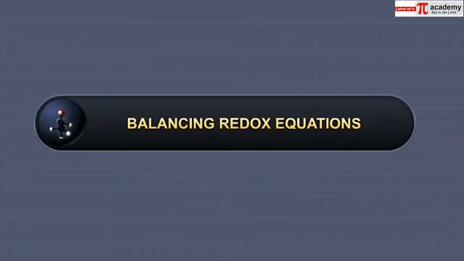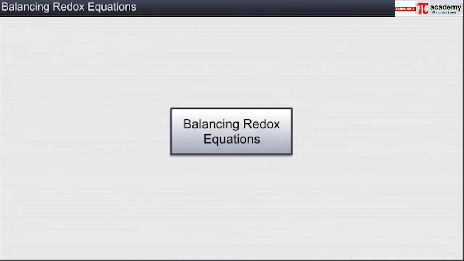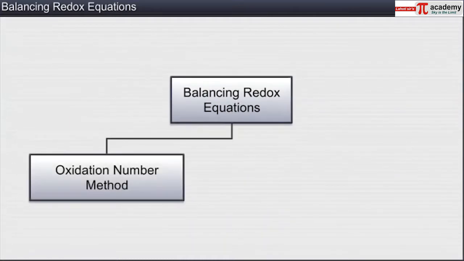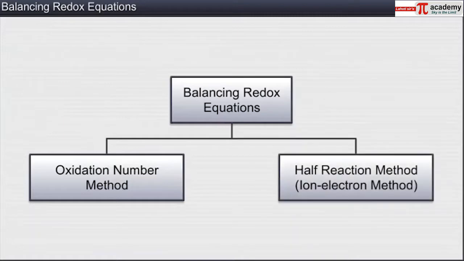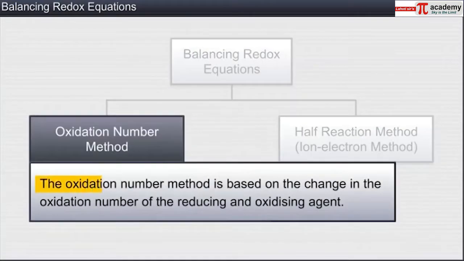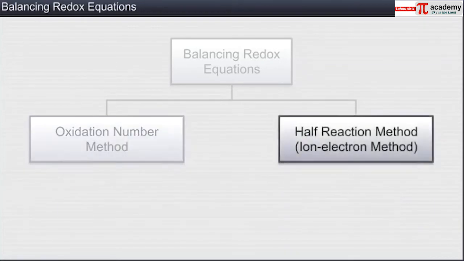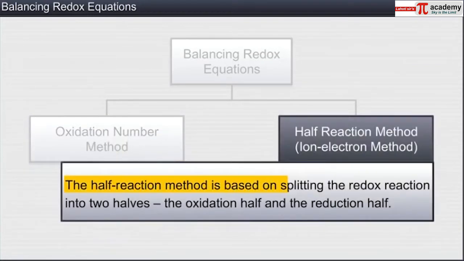In this module, you will learn how to balance chemical equations for redox reactions. There are two methods to balance redox equations: the oxidation number method and the half reaction method, also known as the ion-electron method. The oxidation number method is based on the change in the oxidation number of the reducing and oxidizing agent. The half reaction method is based on splitting the redox reaction into two halves, the oxidation half and the reduction half.